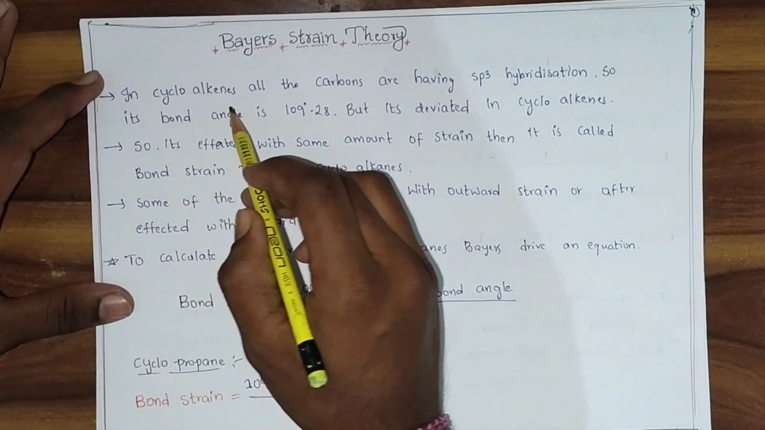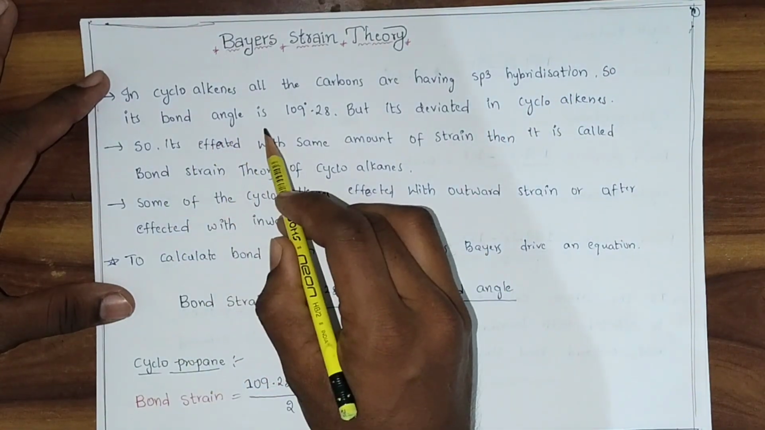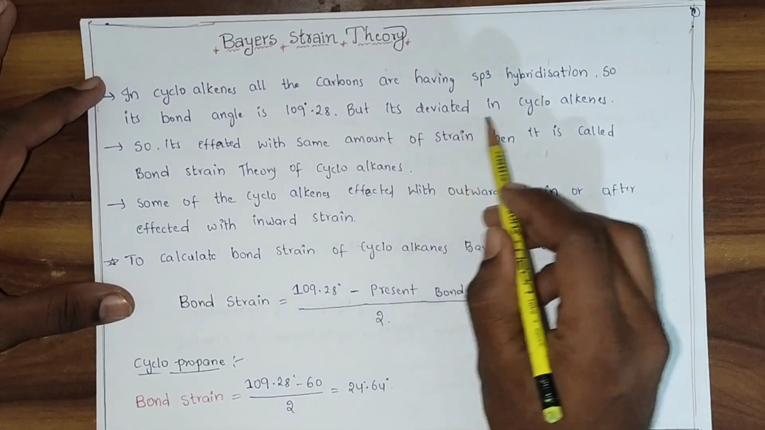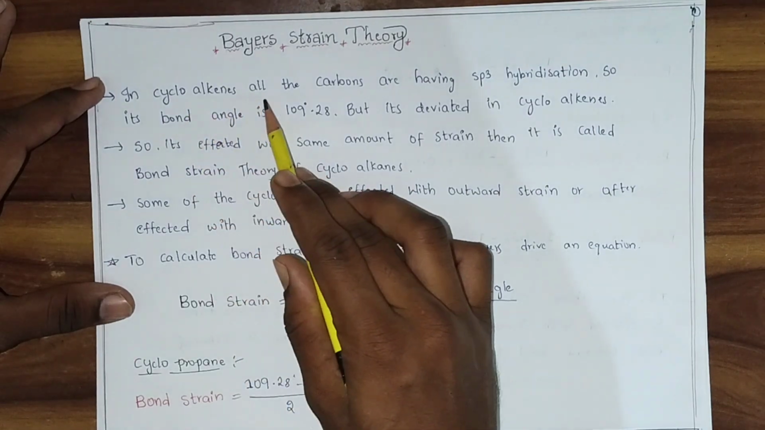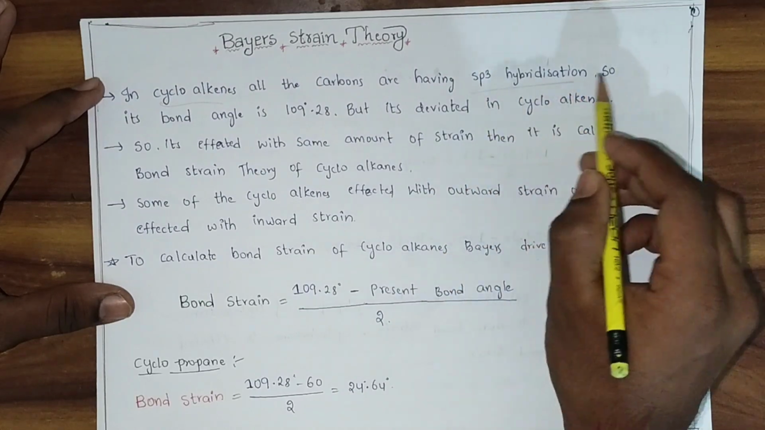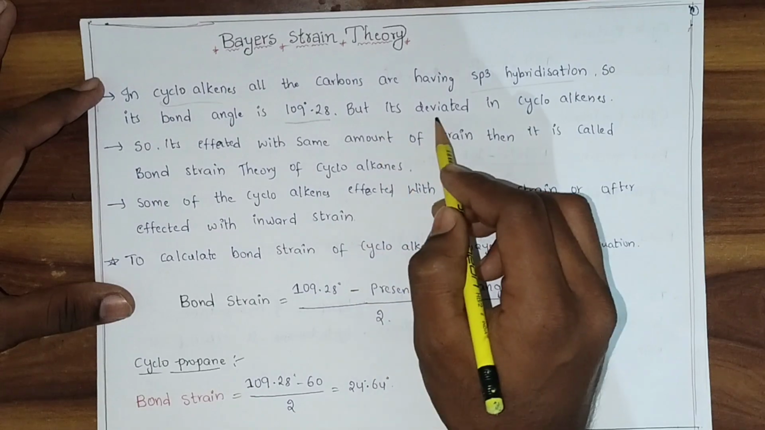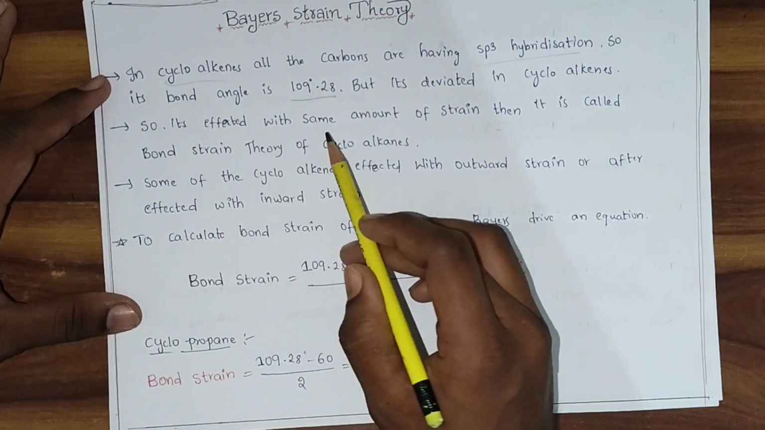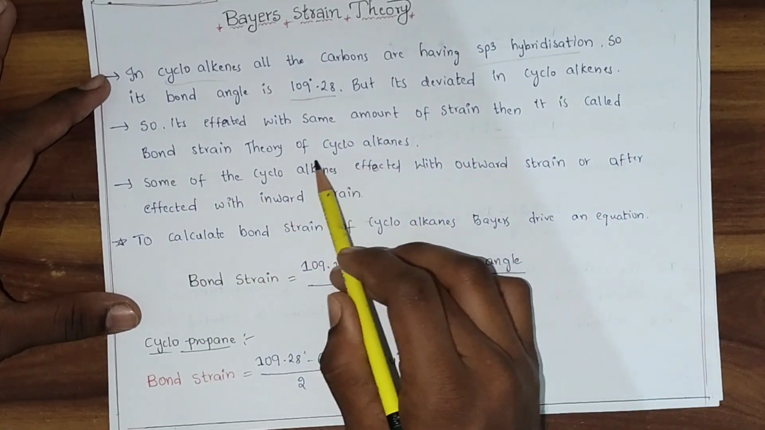In cycloalkanes, all the carbons have sp3 hybridization, so the bond angle is 109.28 degrees, but it is deviated in cycloalkanes. So they are affected by some amount of strain. Then it is called Baeyer's strain theory of cycloalkanes.